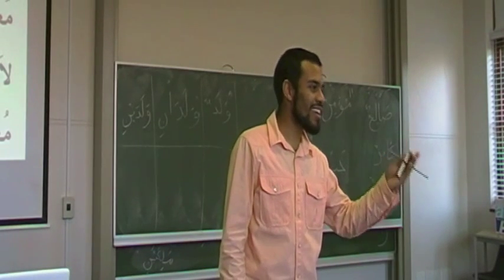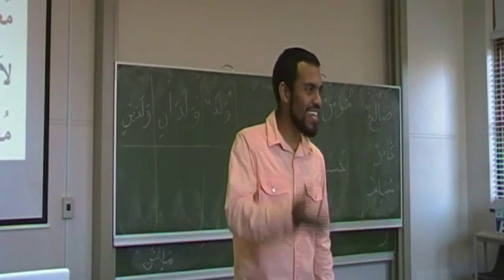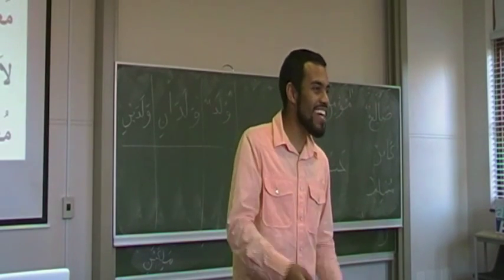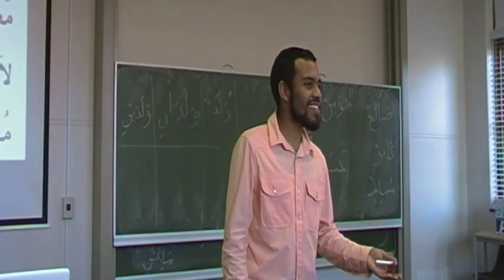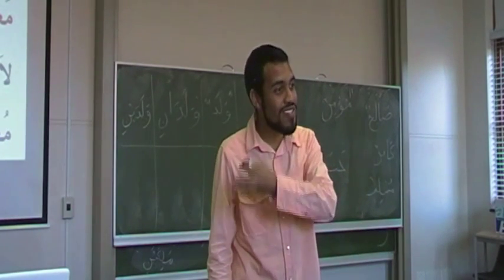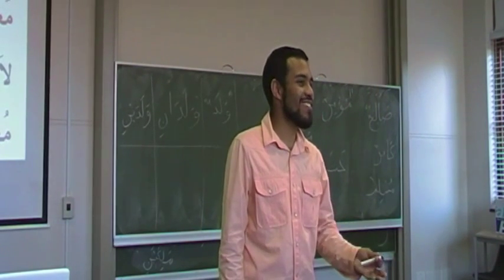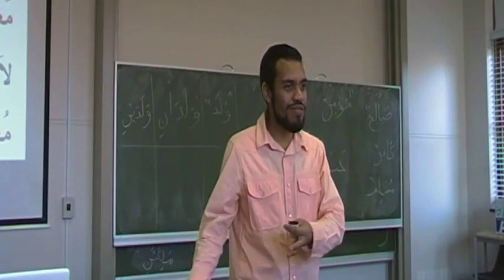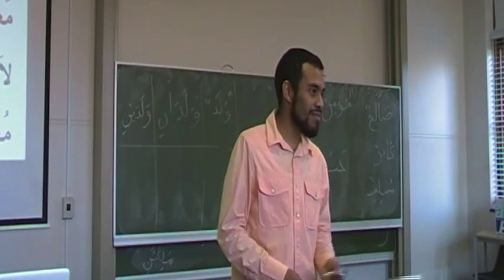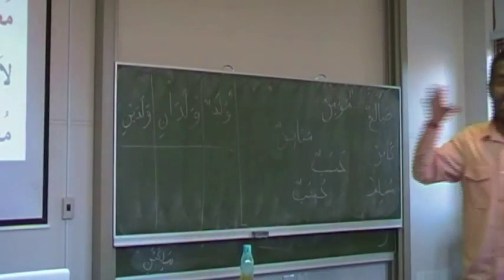Wal-qanitin wal-qanitat, wal-mutasaddiqin wal-mutasaddiqat, was-sa'imin was-sa'imat. Was-sa'imin, sa'im from sawm, the fasting male. Sa'imat. Right. And then wal-hafizin wal-hafizat, those who preserve the Quran, the males and the females. Wadh-dhakirin Allaha kathiran wadh-dhakirat. Okay, so you get the idea.